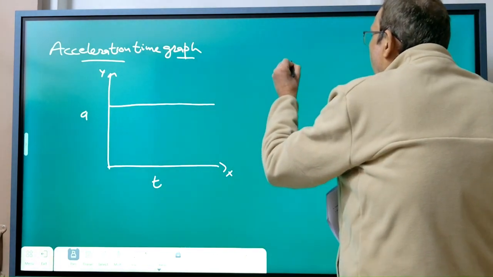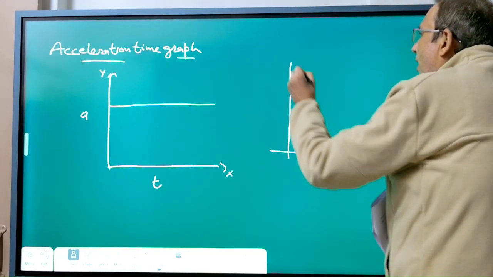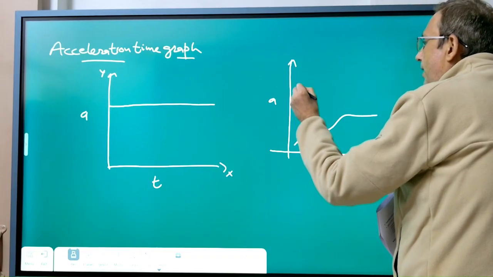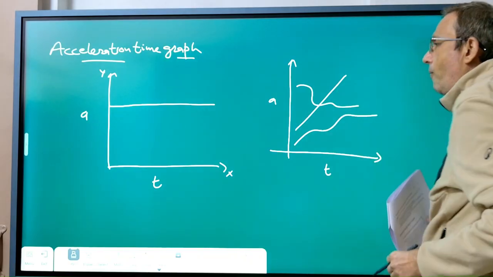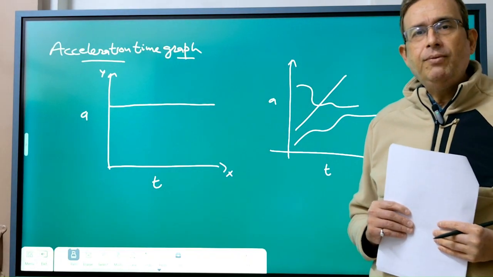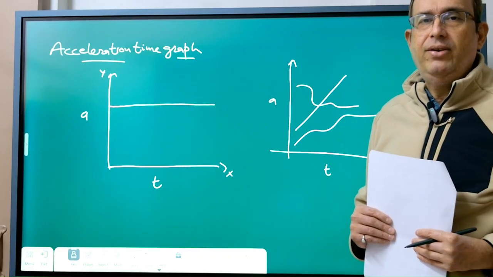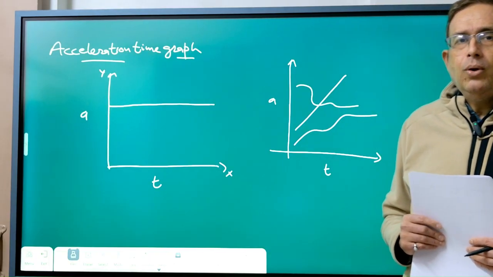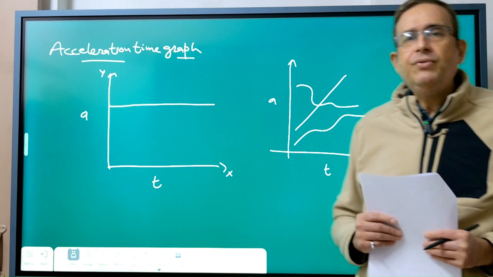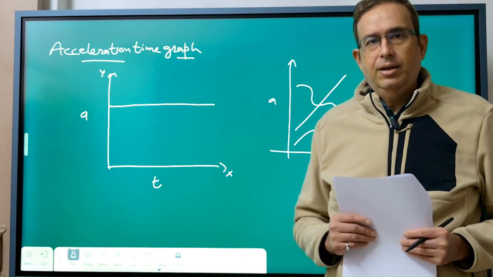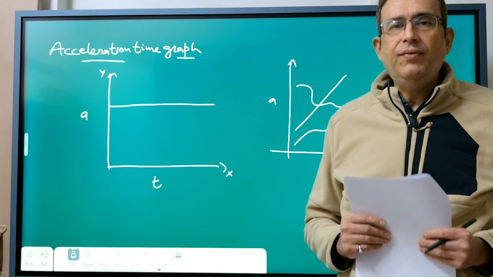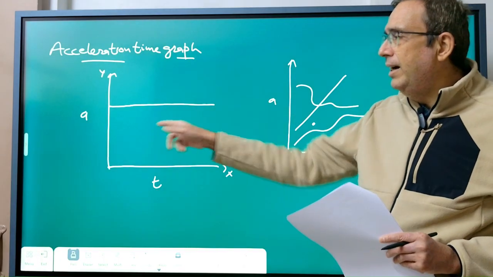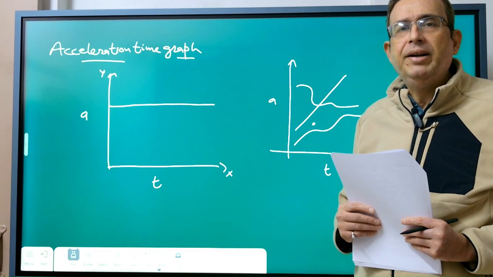Any other shape of the graph is going to represent a changing acceleration, that is, an acceleration that is changing with time. In that case there will be some rate of change of acceleration, which is known as the jerk. So the jerk is the rate of change of acceleration. In this particular graph you have a non-zero jerk, whereas in the other graph you have a uniformly accelerated motion.